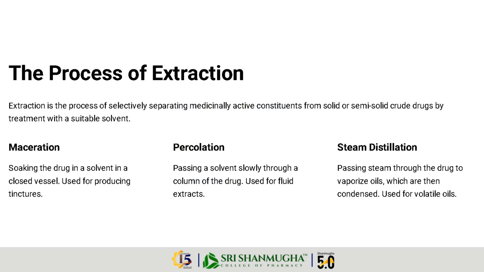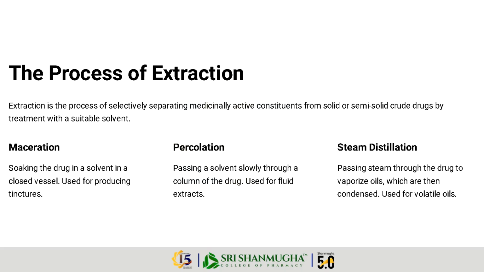A very important fundamental topic, extraction process of crude drugs. Extraction is the selective separation of the medicinally active portion from plant or animal material using a suitable solvent. Three key methods: maceration, where the drug is soaked in a solvent in a closed container for several days with occasional shaking, ideal for tinctures and soft extracts. Percolation, where the powdered drug is packed in a column and solvent is allowed to pass slowly through it. This is used for preparing fluid extracts and concentrated preparations.